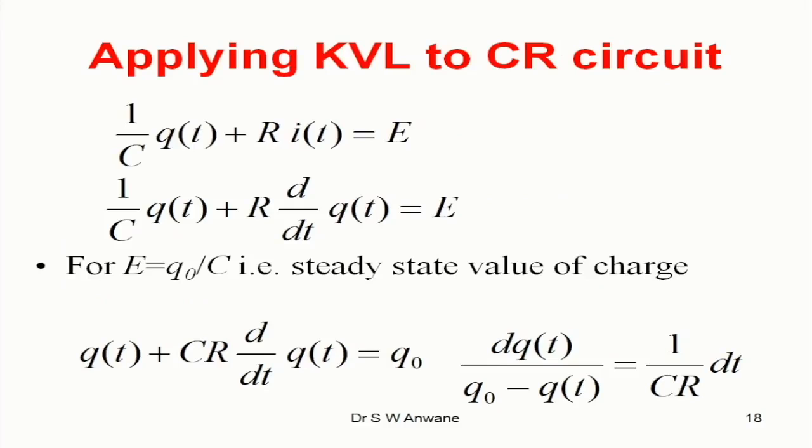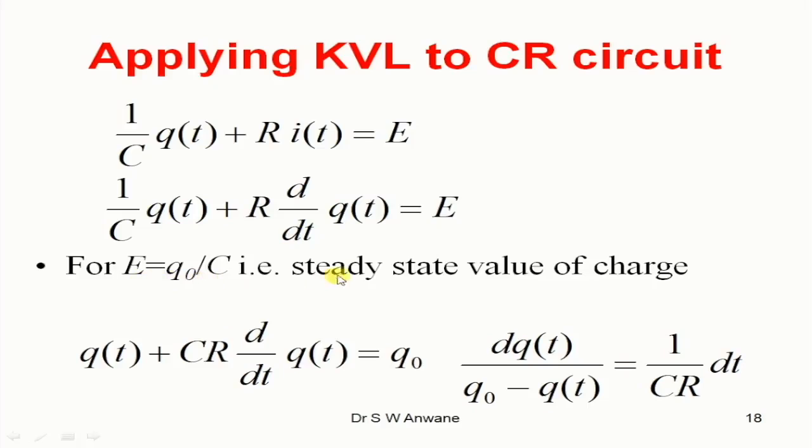Now, applying Kirchhoff's voltage law, we have Q by C as the potential difference across the capacitor, and resistance into current, that is, by Ohm's law, the IR drop across the resistor, and the sum of the two amounts to the total battery potential. Now current can be written as the rate of flow of charge, and that makes our differential equation Q by C plus R into dQ by dt equal to E.